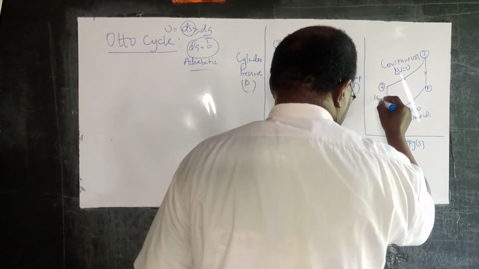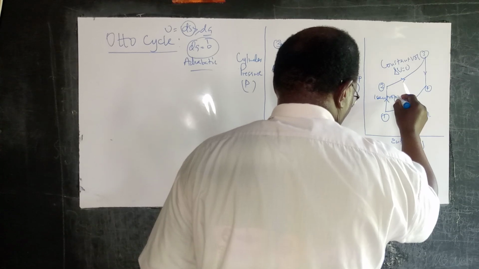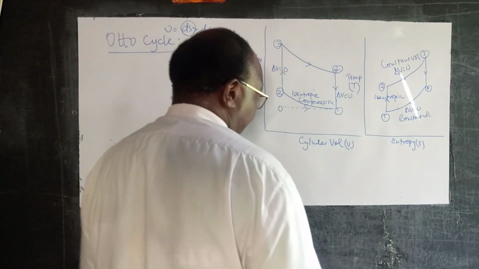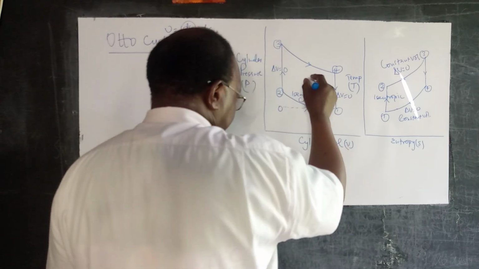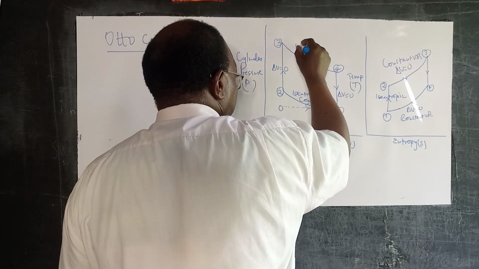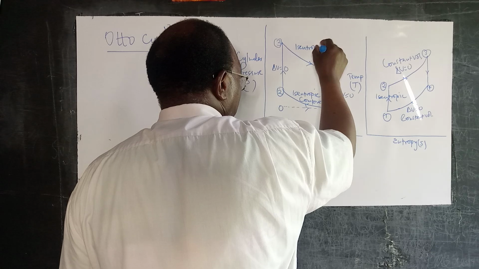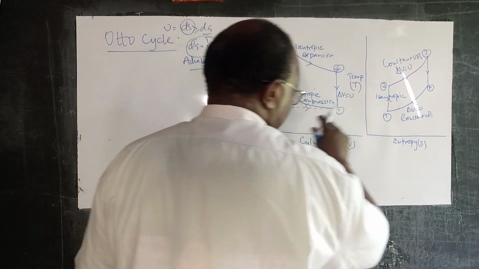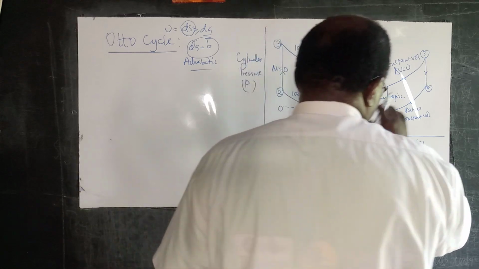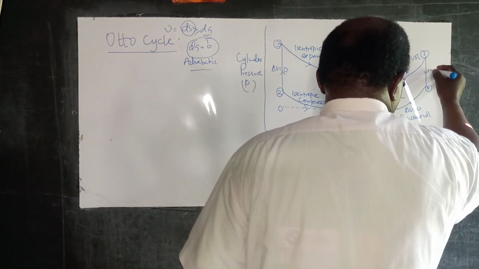Isentropic. And then we have the other process here. This is isentropic expansion. That is 3 to 4. 3 to 4 is isentropic also.